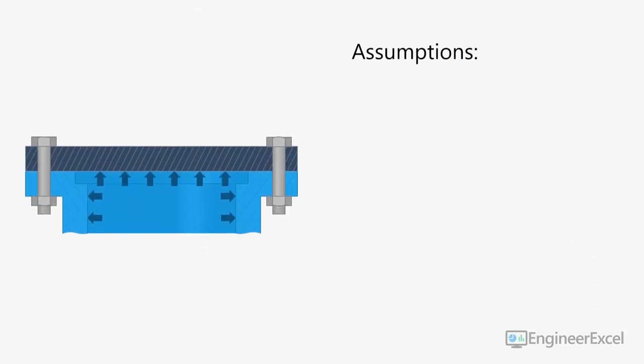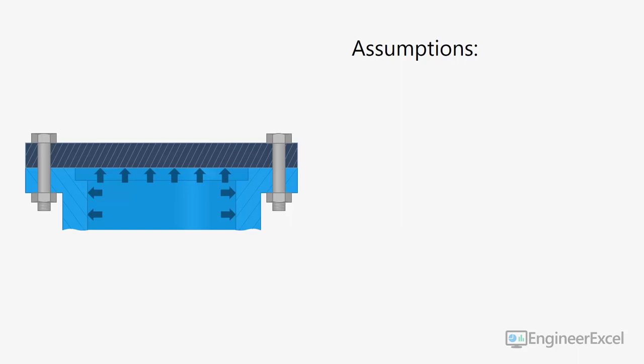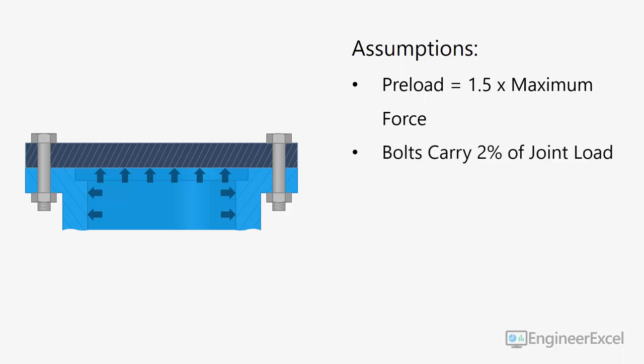To simplify the problem a little bit, I've also made some assumptions. We'll assume that the preload is equal to 1.5 times the maximum force. We'll also assume that the bolts carry 2% of the joint load. As the joint tries to separate, some of the load is carried by the pressure vessel components themselves, and some is carried by the hardware. To make the problem solvable in a relatively short period of time, we'll just assume the portion of the load in the bolts is 2%.